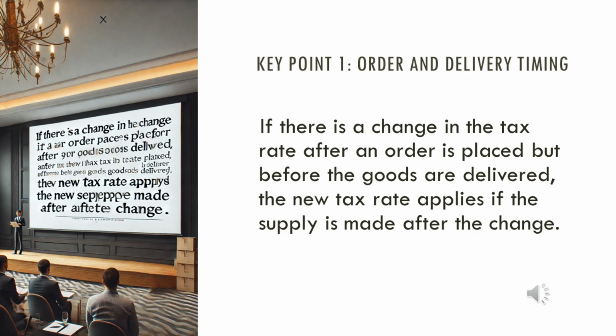Question 1. What happens if there is a change in the tax rate after an order is placed but before the goods are delivered? Imagine you place an order for goods on March 20th when the tax rate is 18%. The tax rate then changes to 28% on April 1st, but the goods are delivered on April 5th.